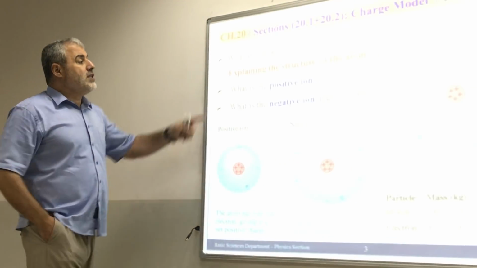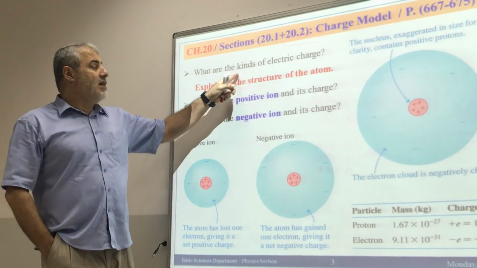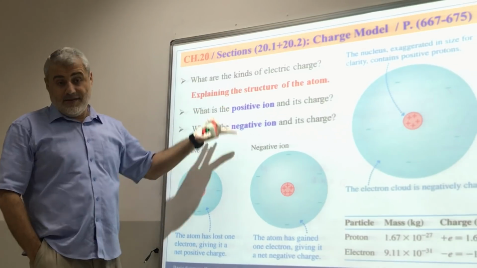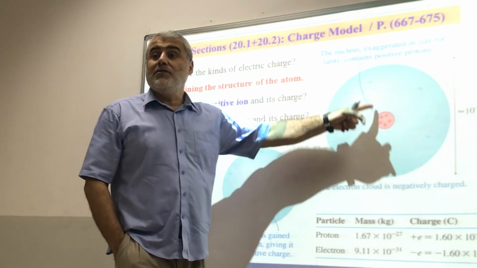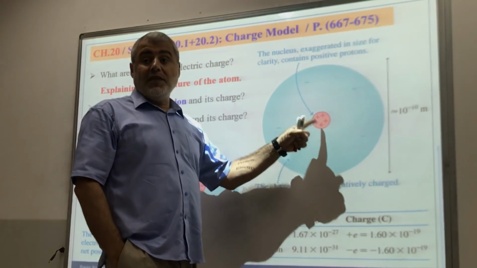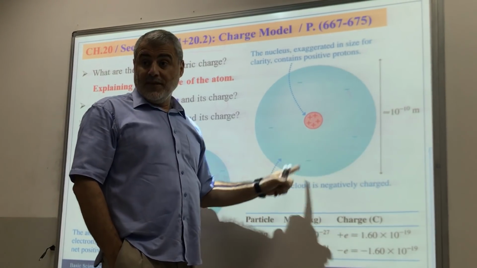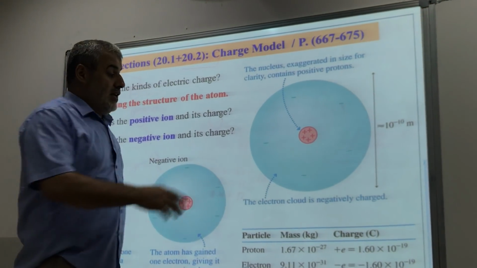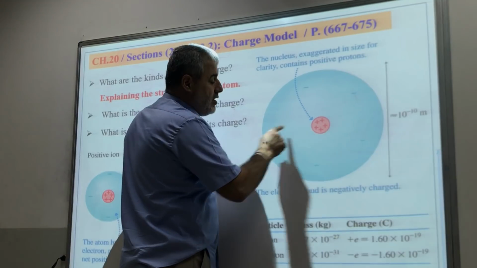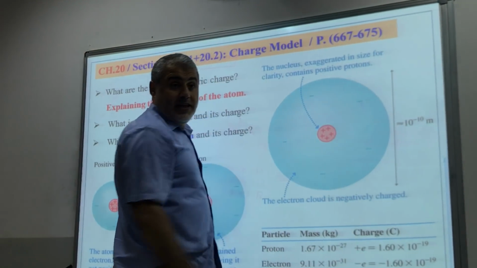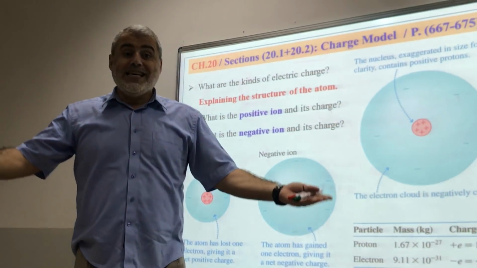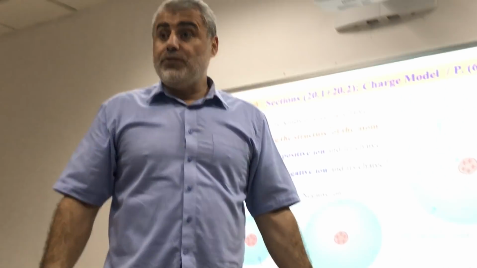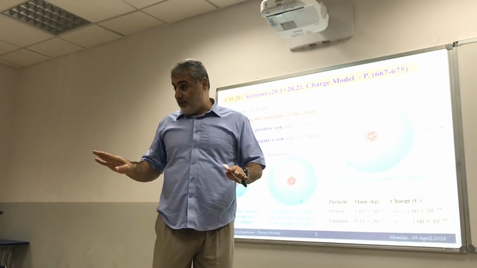See, first of all, what kinds of electric charge are there? We have positive, and we know it from the atom model. We have the positive in the nucleus, and you should watch the following. The number of protons should equal the number of electrons. That's why the atom is neutral. There is no charge in the atom.